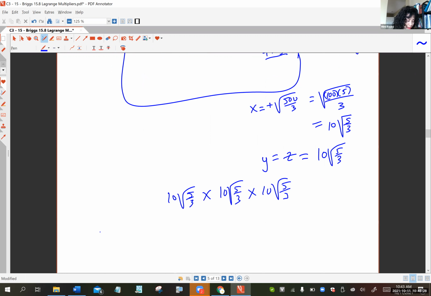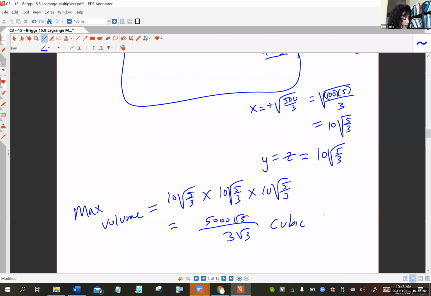And so our max volume is going to be equal to the product of all this. And when I multiply these three numbers together, I get 5,000 square root of 5 over 3 square root of 3 after I do some simplifying, cubic, and I think our dimensions were in feet, so this is cubic feet. I don't have to do a D-test. I never have to find second partial derivatives when I'm using the method of Lagrange. I'm done.